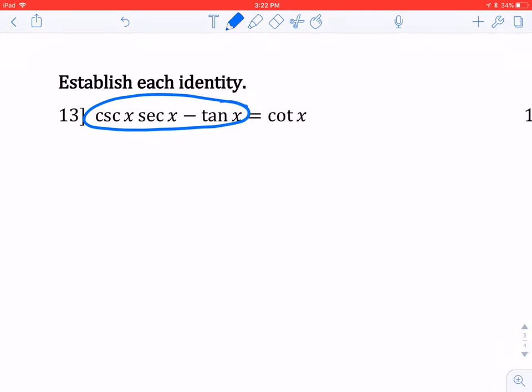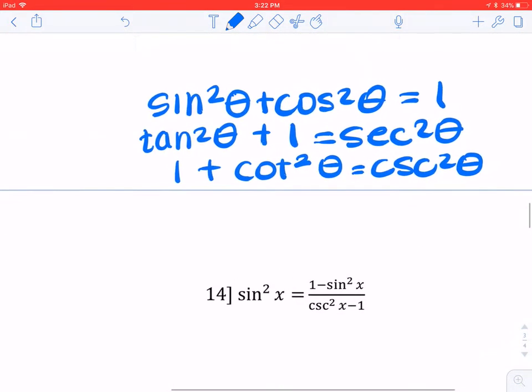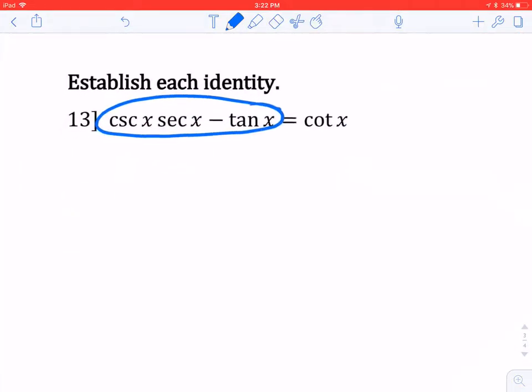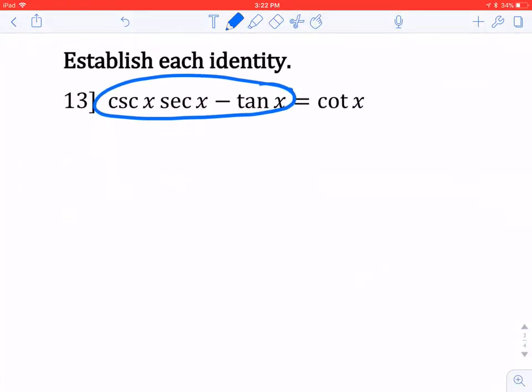Now I'm going to look for any obvious substitutions from my three Pythagorean identities. Recall, these are the three Pythagorean identities. They all have trig functions squared in them or squared numbers. One is a squared number. I'm looking for any squares in the problem. There aren't any, so therefore I'm not using any of my Pythagorean identities.